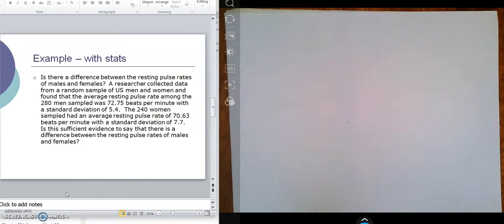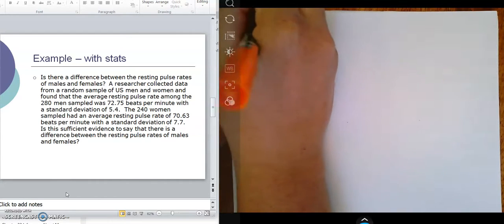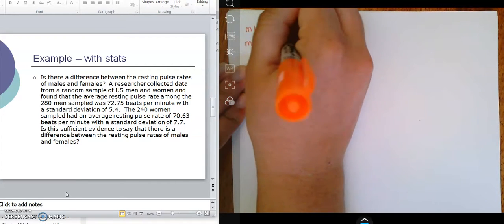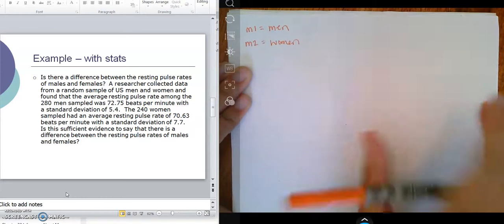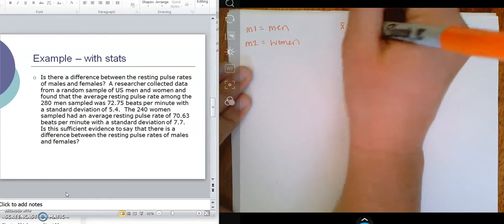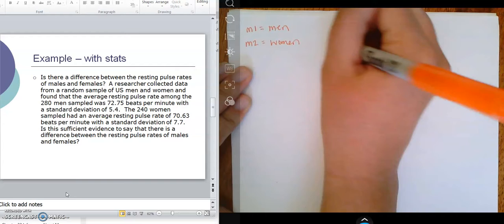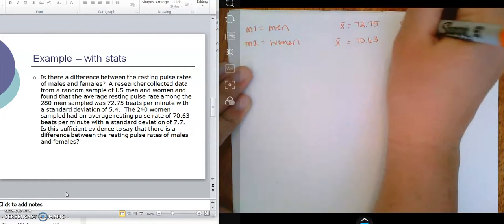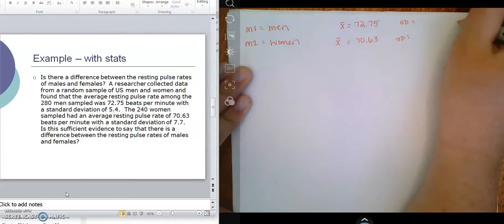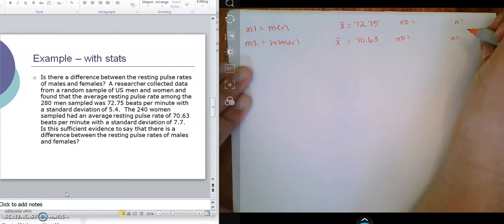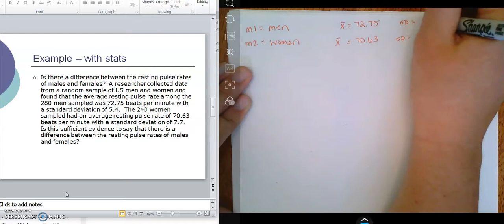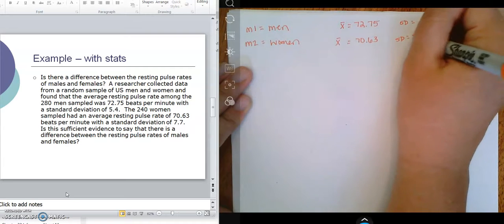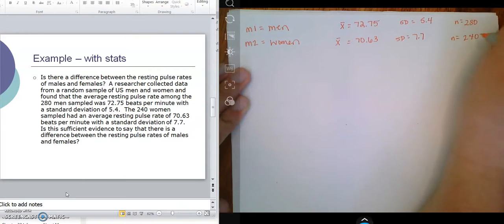So before I do anything, I need to state which group is which. I'm going to put M1 equals men and M2 equals women. Now, just so I don't have to keep flipping back to this page, I'm going to write down a little bit more information. The mean for men was 72.75, and the mean for women is 70.63. Standard deviation for men is 5.4, and we sampled 280. And standard deviation for women, 7.7, we sampled 240. So this is just so I don't have to keep flipping back.